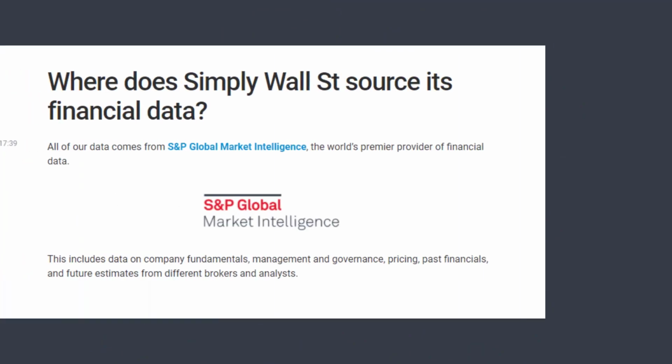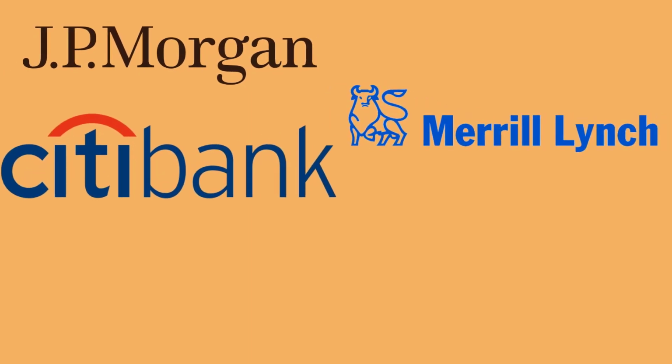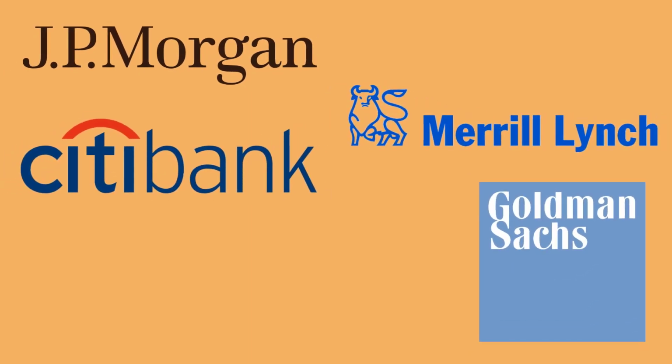So who are the analysts providing this information? All of their data comes from a company called S&P Global Market Intelligence, the world's premier provider of financial data. S&P Global Market Intelligence sources future earnings estimates from more than 2,000 institutions. These are some of the most reputable financial institutions in the world, including JP Morgan, Merrill Lynch, Citigroup, Goldman Sachs, and UBS.